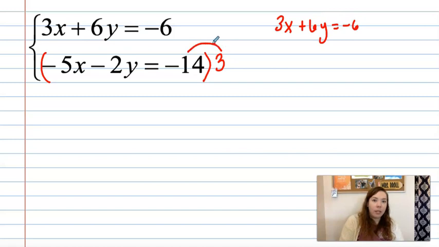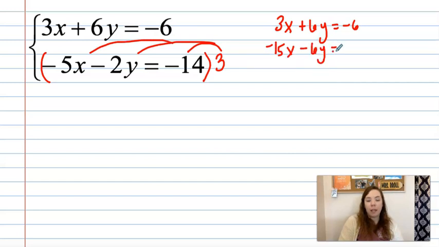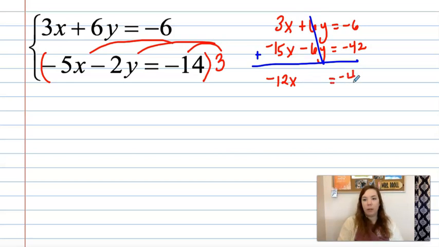And now this 3, I have to distribute to all 3 pieces. I'll have -15x minus 6y equals, let's see, -42. And now I can do my big addition problem. These eliminate. 3x plus -15x is -12x. This would be -48. So x equals 4.